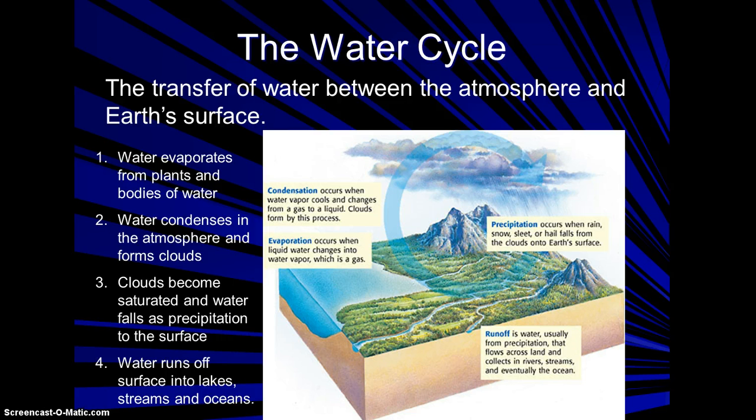When it goes as water vapor up into the sky, the water will condense, which means it turns back to a water droplet up in the atmosphere, and those water droplets come together to make the clouds. Eventually the clouds get saturated. That means they can't fit any more water in there, the droplets are too big, and the water droplets begin to fall back down to the surface as some sort of precipitation. Once it hits the ground, it's going to run off the surface into lakes, streams, any kind of body of water.